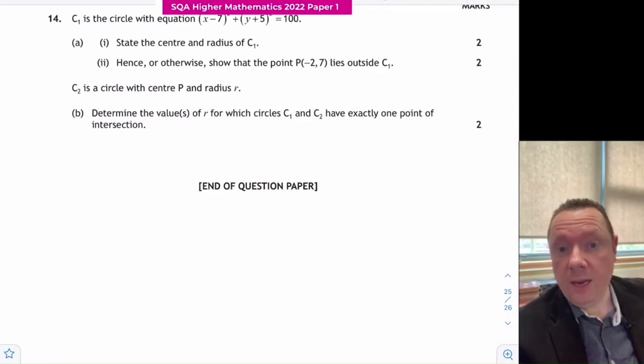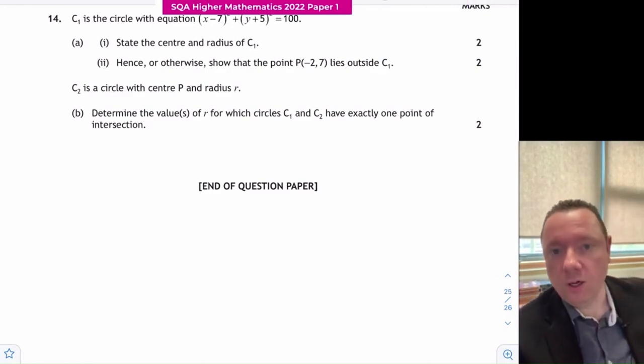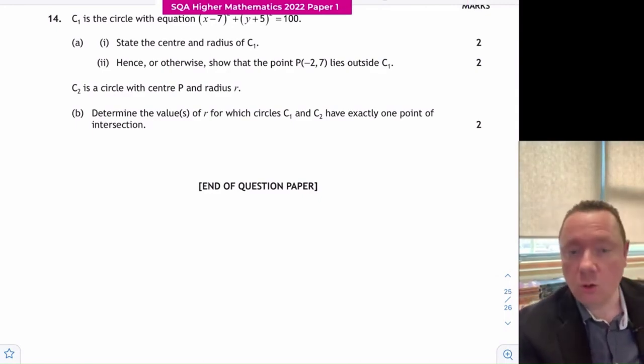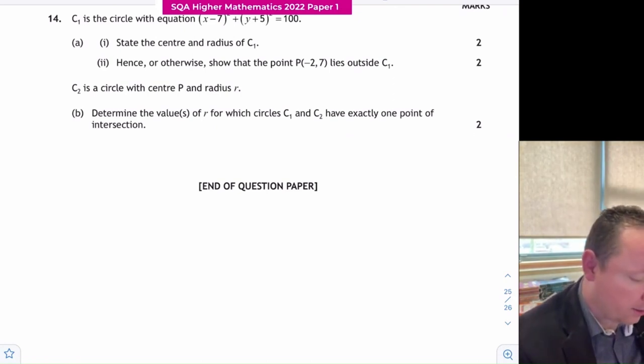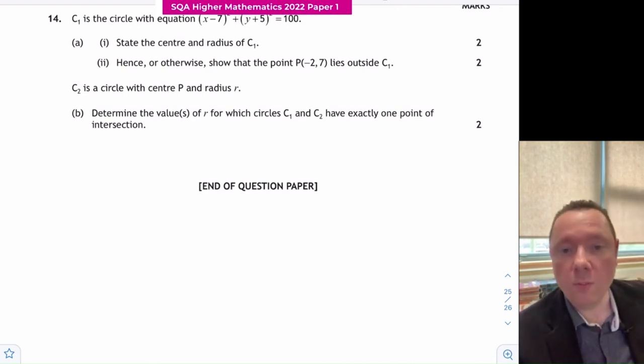SQA 2022 paper 1 question 14, the final one of the paper, and it was a circle question. It says circle C1 has equation x minus 7 squared plus y plus 5 squared equals 100. State the centre and radius of the circle, and then hence or otherwise show that the point minus 2, 7 lies outside the circle. Part B is another circle with centre P and radius r. Determine the values where C1 and C2 have one point of intersection.